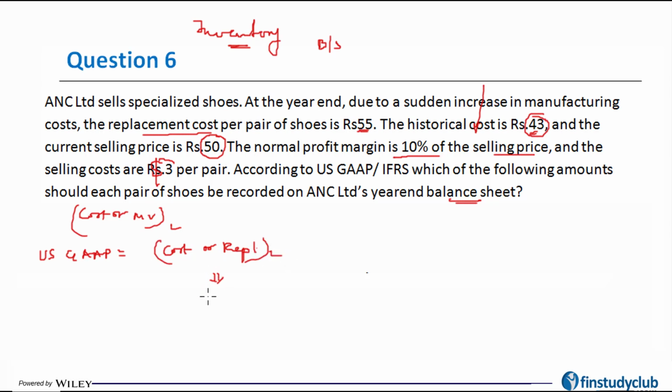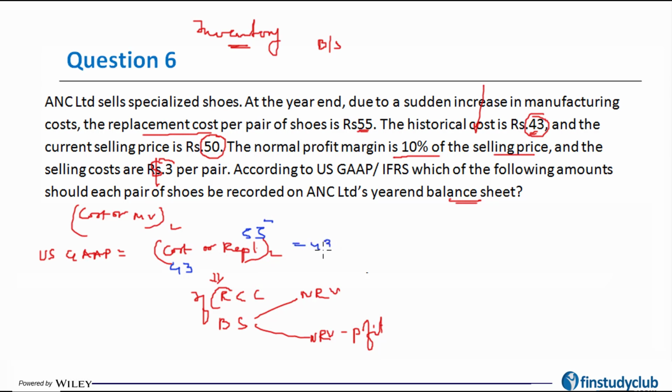And second step, if replacement is lower than the cost, then the balance sheet value has to be between a band, and that band is NRV on one upside and NRV minus profit margin on the other side. So I'm going to put in some values here. My cost is 43, replacement is 55. Which of the two is lower? 43 is lower, therefore cost is lower.